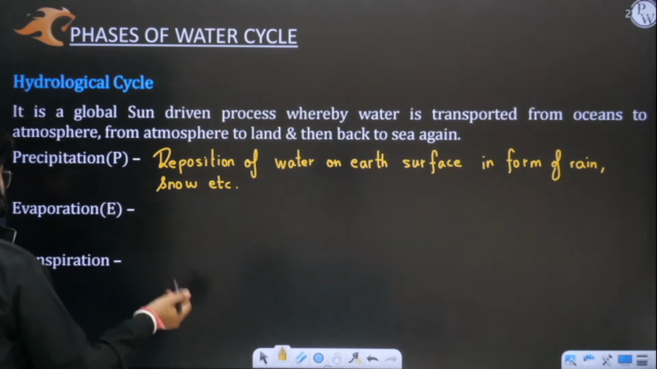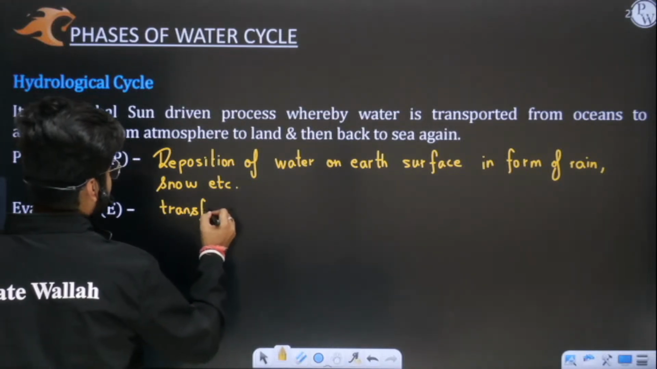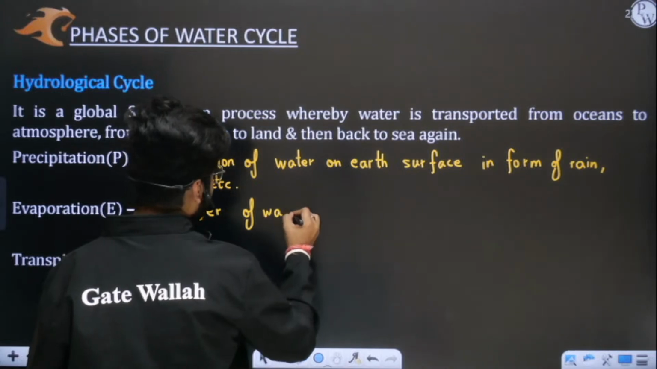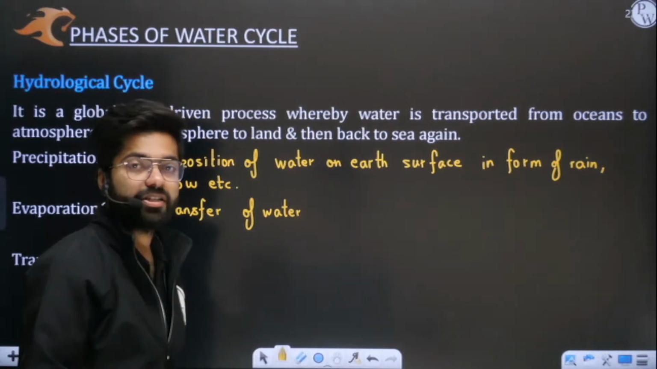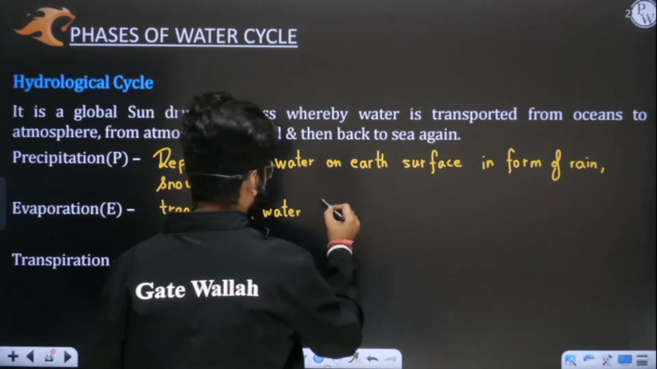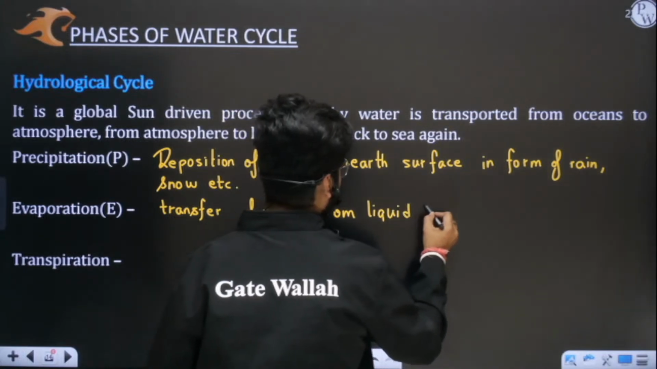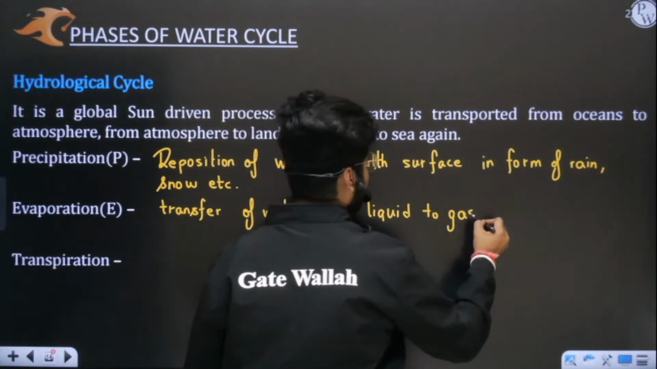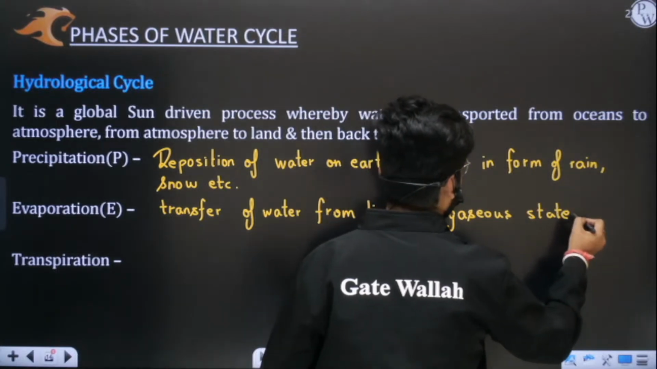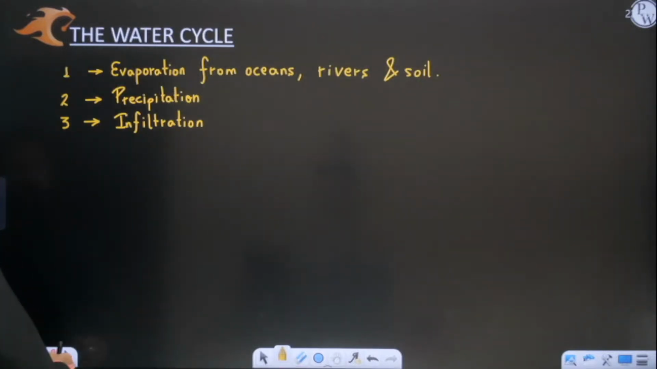What is evaporation? Evaporation is simply transfer of water from liquid to gaseous phase. You all know this. Evaporation means water is getting converted from liquid to gaseous state, or vapor state, you can say. So these three we have discussed till now. I hope this is clear to you.